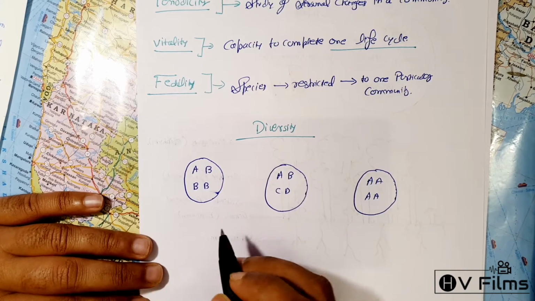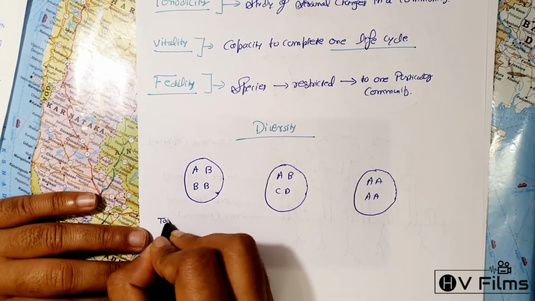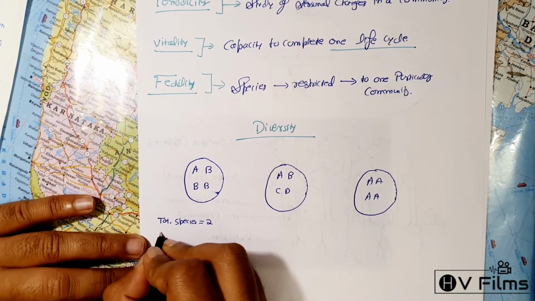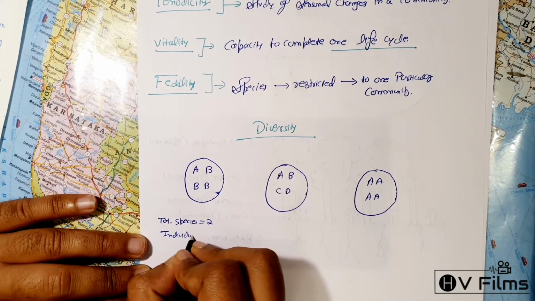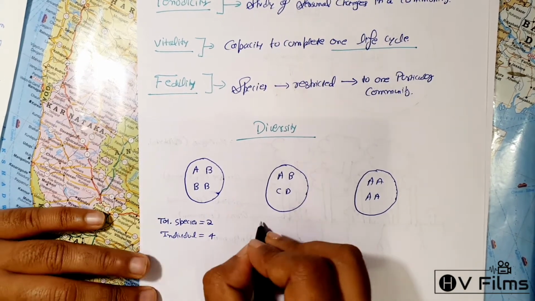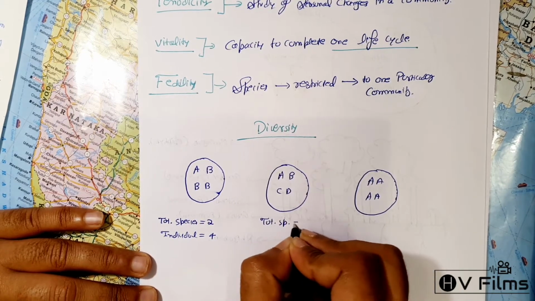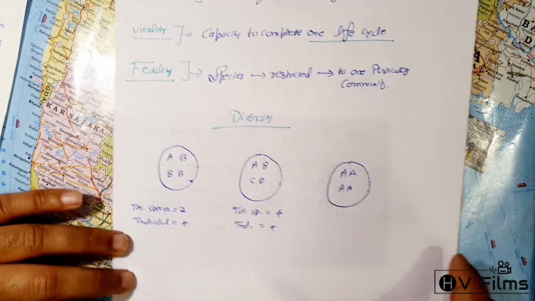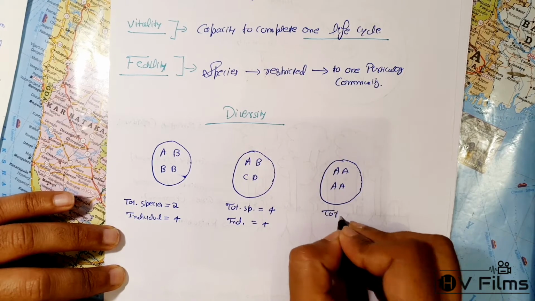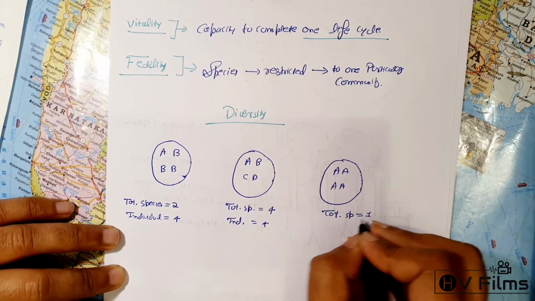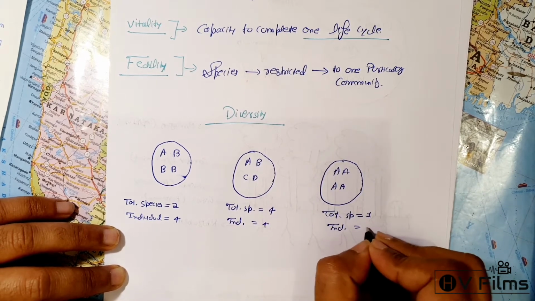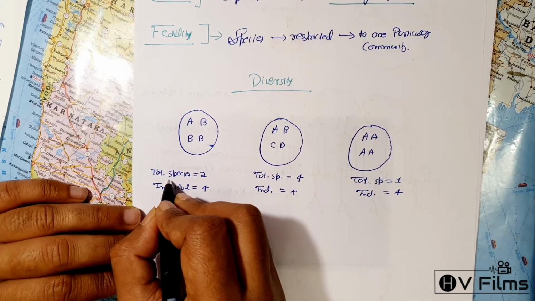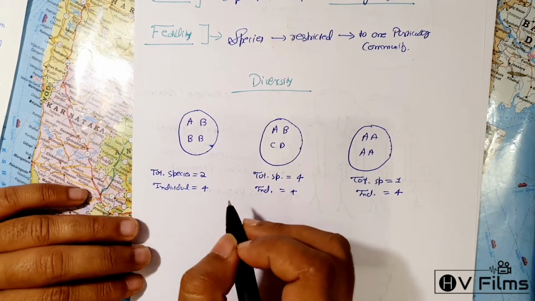So here the total species will be 2, and if we count the individuals, that will be 4. Similarly, here total species will be 4, whereas individuals are 4. Similarly, here total species is 1, whereas the individuals are 4. So in diversity, whenever we talk about the total species, we say these are the rich species available in one particular ecosystem.